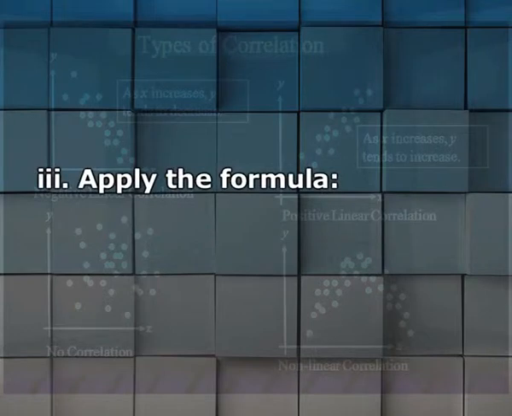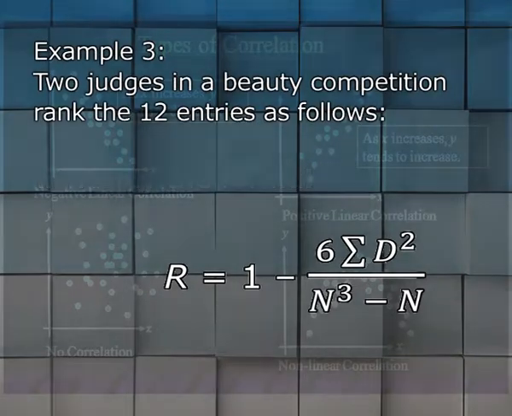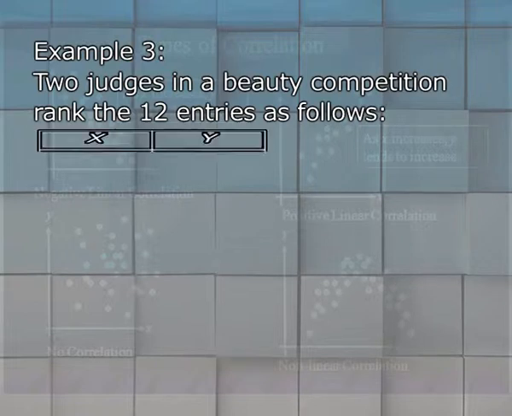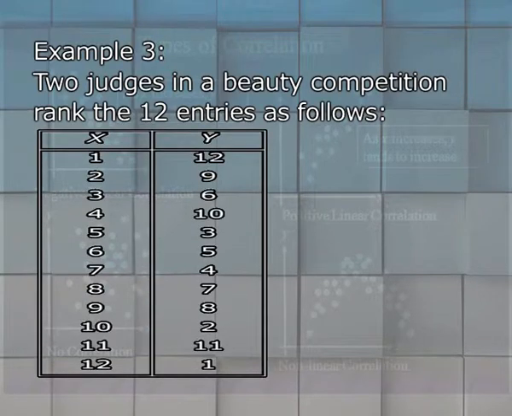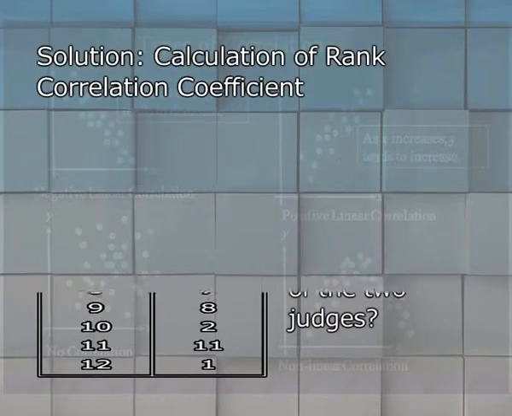Third one, apply the formula r equals 1 minus 6 sigma d square divided by n cube minus n. Now let's see an example here. Two judges in a beauty competition rank the 12 entries as follows. So we have a table of x and y. Now what degree of agreement is there between the judgments of the two judges? Now let's see the solution.